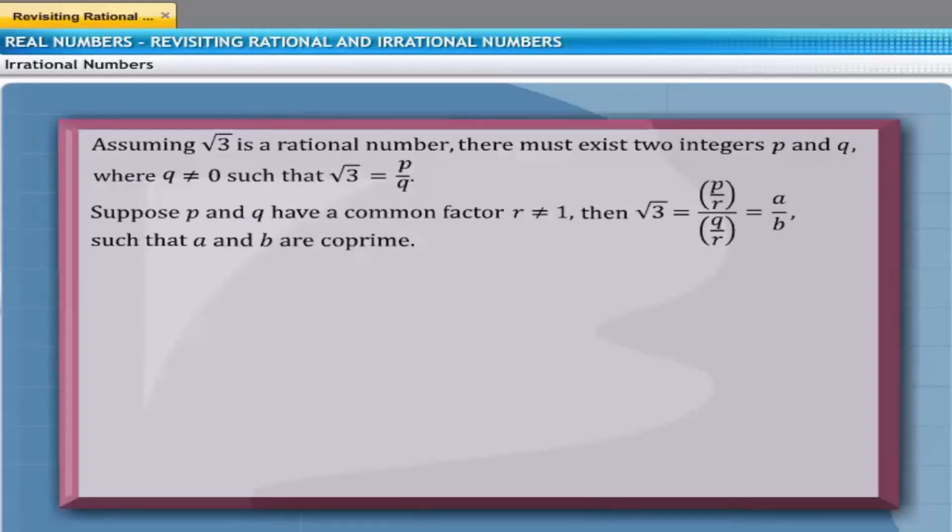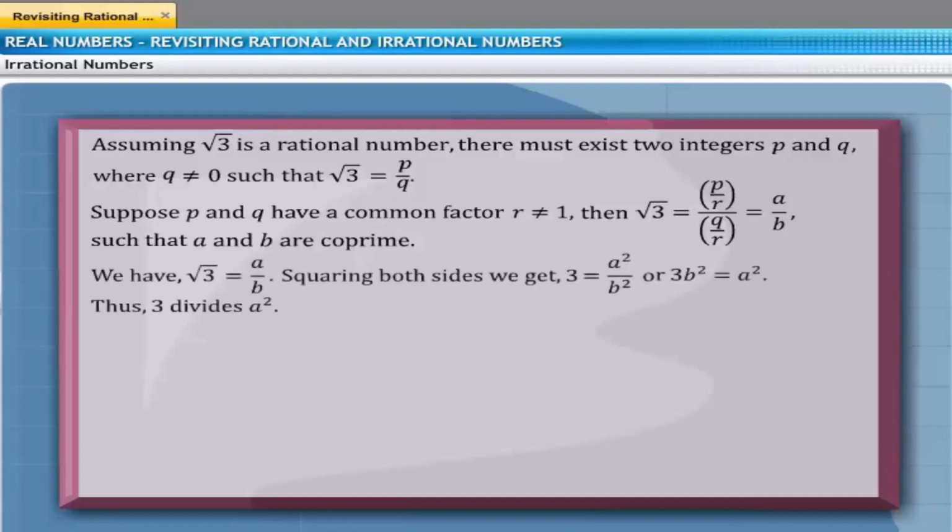Dividing both p and q by r, we get square root of 3 equal to a by b, such that a and b are two co-prime integers. This means that a and b have no common factor other than 1. So, we have square root of 3 is equal to a by b. Squaring both sides and rearranging the equation, we get 3 times b square is equal to a square.